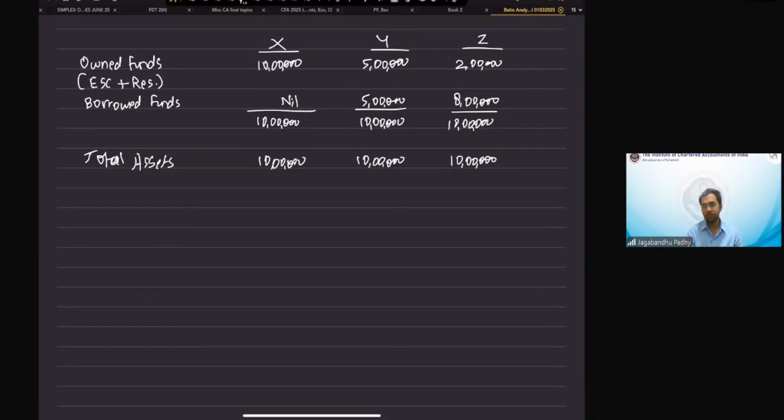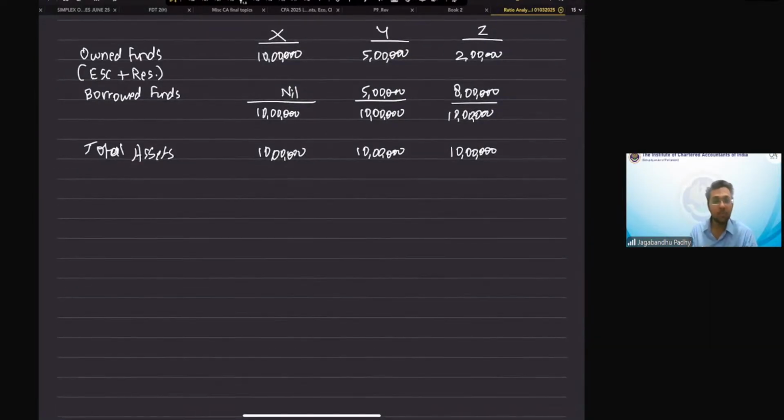Yeah, Company X. Why do you say that Company X is more stable in the long run? So there's no obligation, right? There's no borrowed funds. Am I right? There's no borrowed funds applicable here. And as there is no borrowed funds, can I say Company X seems to be more stable? So let me just calculate a few ratios to understand which of these three companies is more stable.